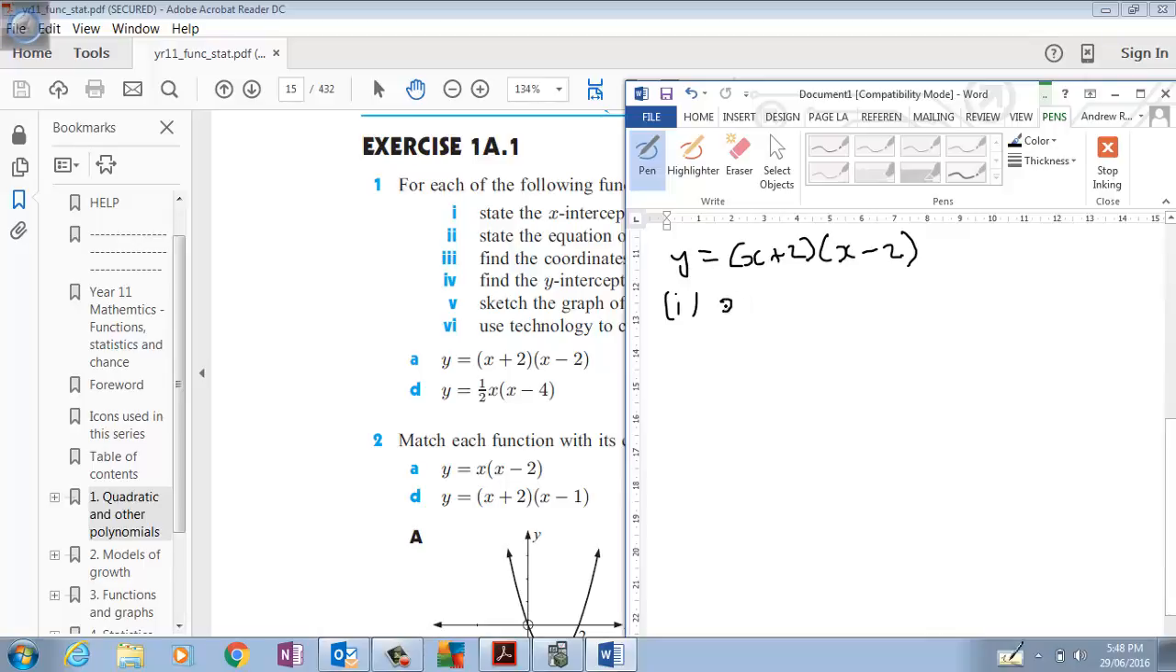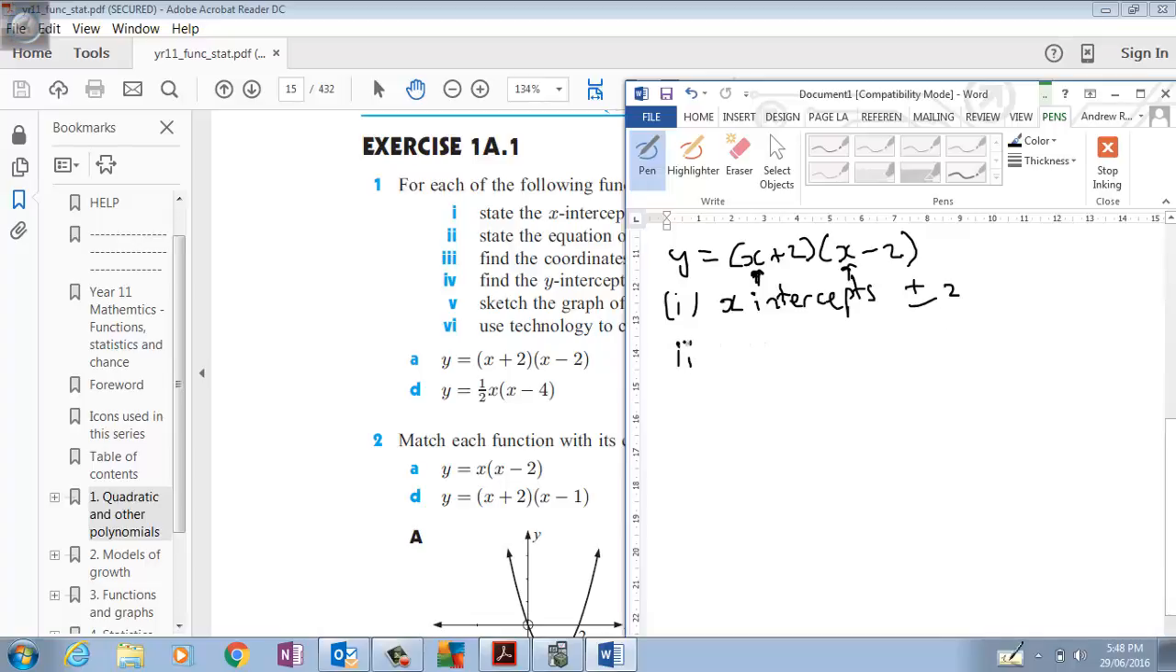So the x-intercepts you can easily read off from the intercept form that it's going to be plus or minus 2, because if you put 2 where x is, you'll get 0 in the minus 2 bracket, and if you put negative 2 there, you'll get 0. So they are the two x values that will give a y value of 0. So that's where it cuts the axis.